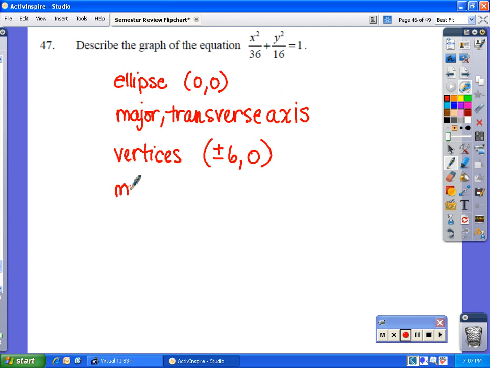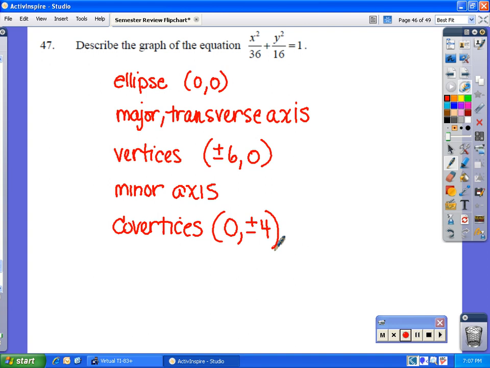On the minor axis, we'll find our co-vertices. These will be 0, plus or minus b, and we get b from the square root of b squared, or the square root of 16. This gives us plus or minus 4.